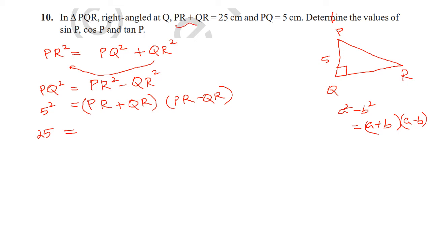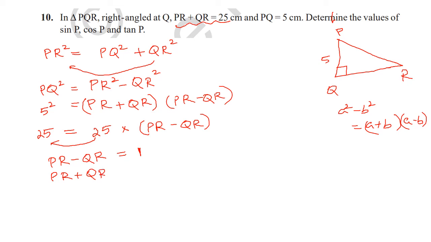What is PR plus QR? In the question it is given. PR plus QR is 25. 25 into PR minus QR. So what is PR minus QR? 25 and 25 will get cancelled. If you take 25 to the other side, 25 by 25 it is 1. So PR minus QR is equal to 1. And then it is given PR plus QR is equal to 25. Now you can do the substitution or elimination or whatever. This is our first equation. This is our second equation.